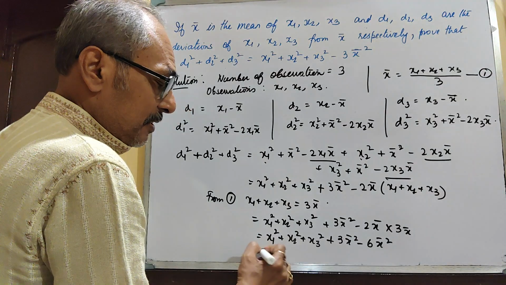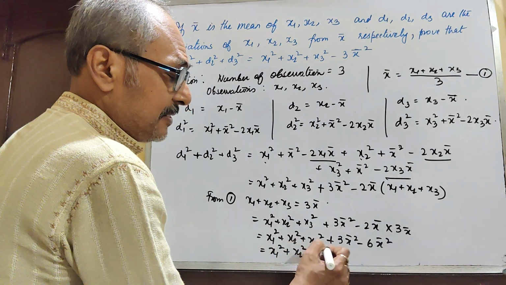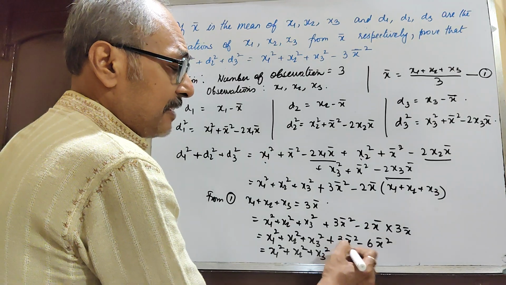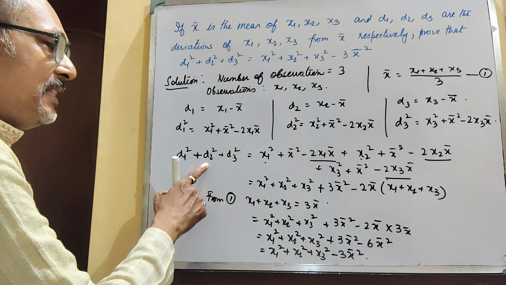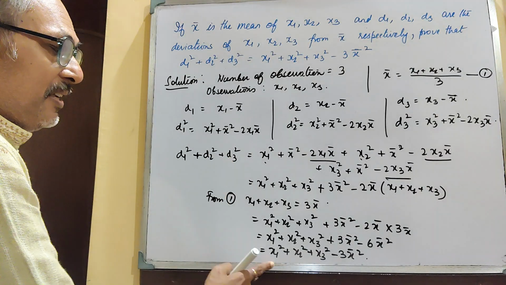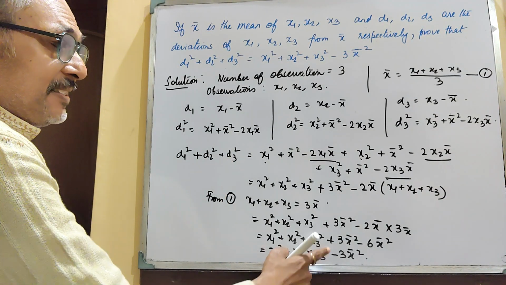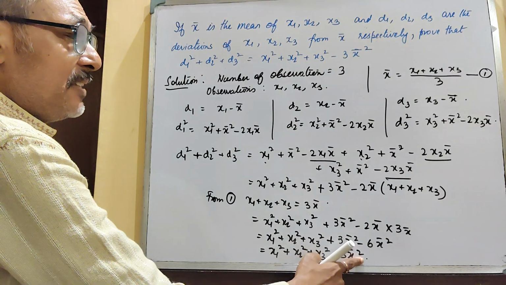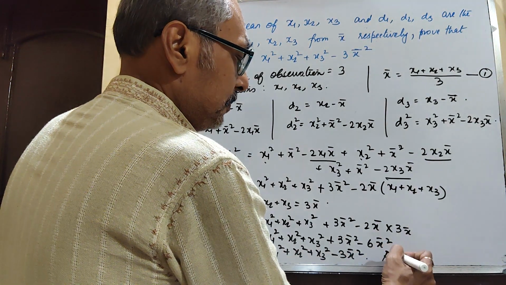This is x1 squared plus x2 squared plus x3 squared plus 3x bar squared minus 6x bar squared, which gives x1² plus x2² plus x3² minus 3x bar squared. Therefore, d₁² plus d₂² plus d₃² is x1² plus x2² plus x3² minus 3x bar squared. We have proved this.